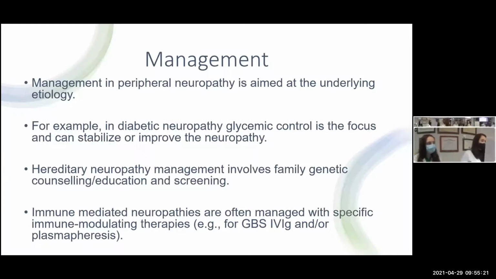So how do we manage these? So basically the main management is aimed at the underlying etiology. So for example, in your diabetic neuropathy, glycemic control is the aim, and you can stabilize and even improve the neuropathy in these patients. Hereditary neuropathy, you're going to do things like family genetic counseling, education, screening of other family members. And then with your immune-mediated neuropathies, they're usually managed with very specific immune modulating therapies, like in GBS, we have IVIG and plasmapheresis.